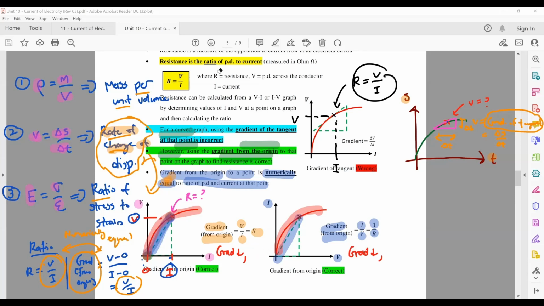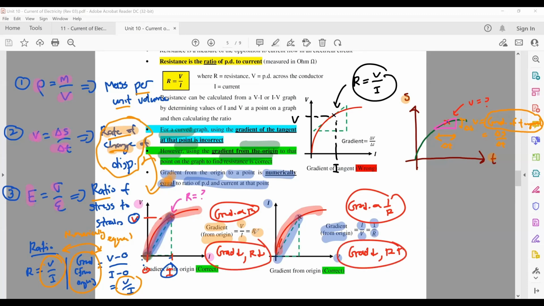I did something wrong here. The first one, gradient is proportional to R. If gradient is dropping, R is dropping. Sorry, my mistake. And then this one here, gradient is inversely proportional to R. If I see that my gradient is dropping, my resistance is increasing.